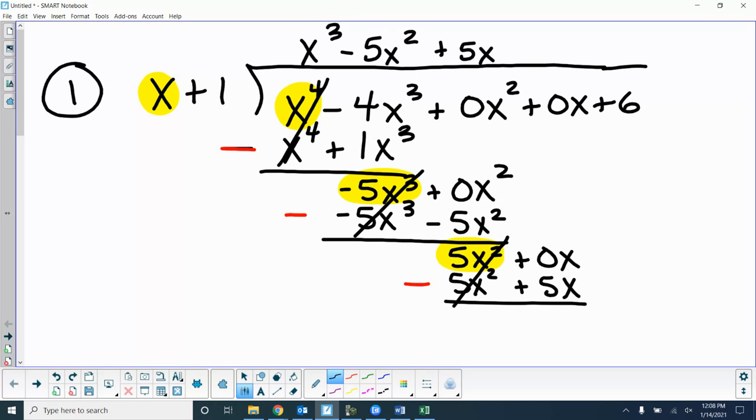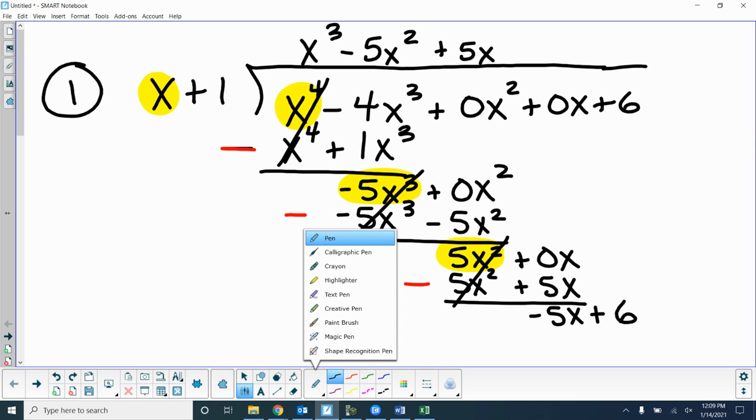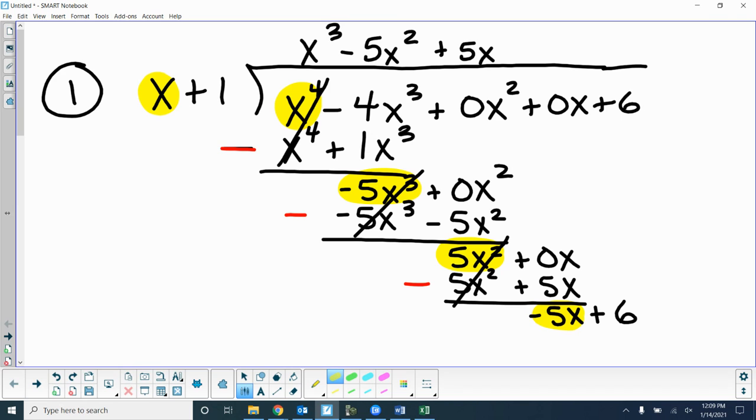So the 5x squared minus the 5x squared is nothing. Now I have 0 minus 5x, which is negative 5x, right? This time it's not minus a negative. It's a 0 minus 5, right? That's negative 5. Now I divide the negative 5x by x, which is negative 5. Multiply negative 5 times x is negative 5x. And negative 5 times 1 is negative 5.